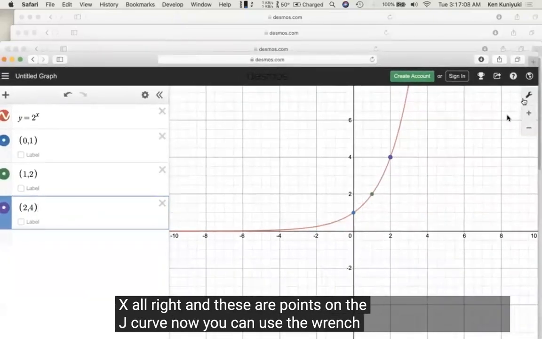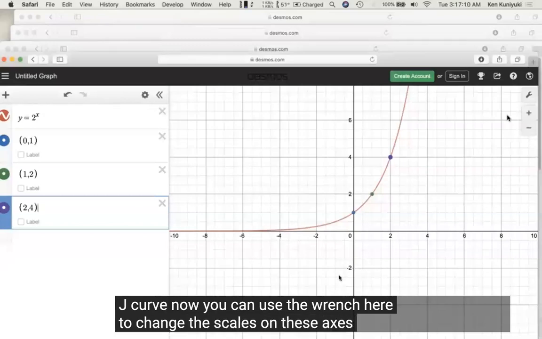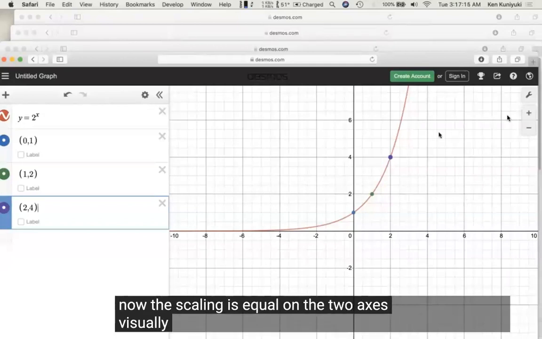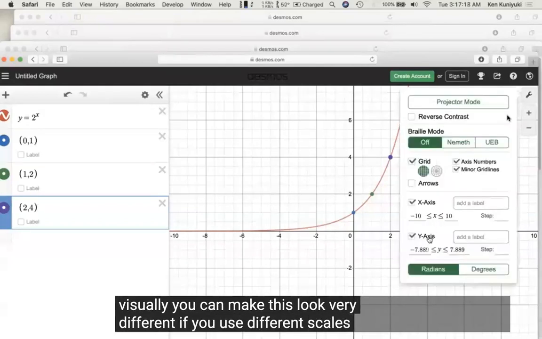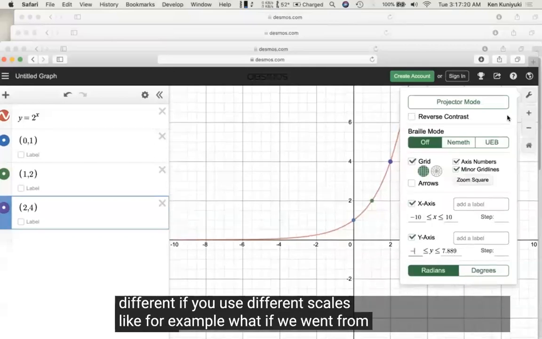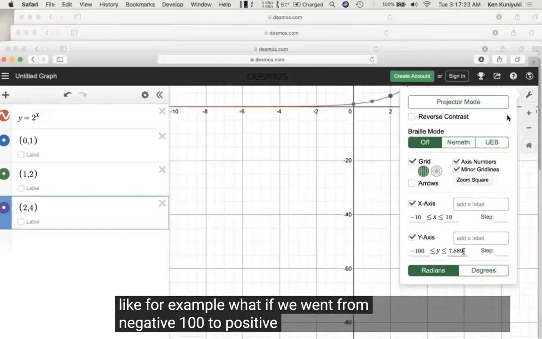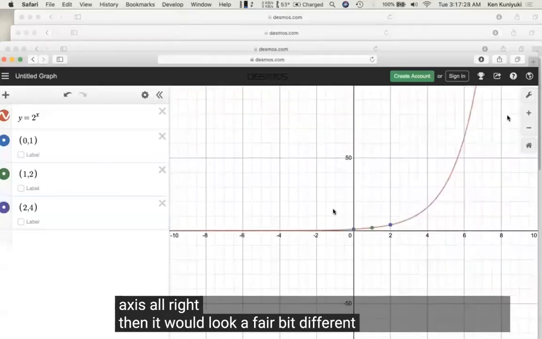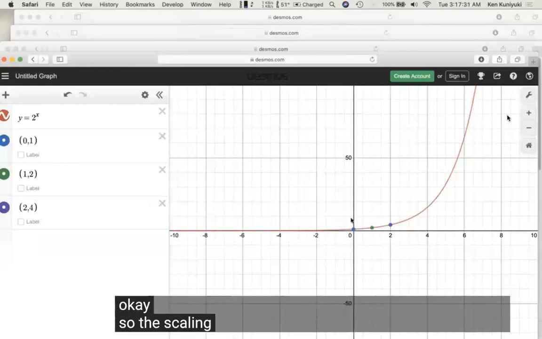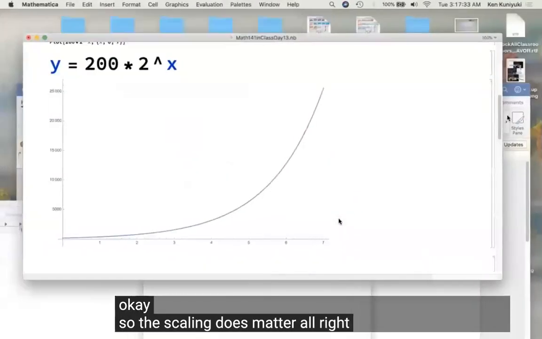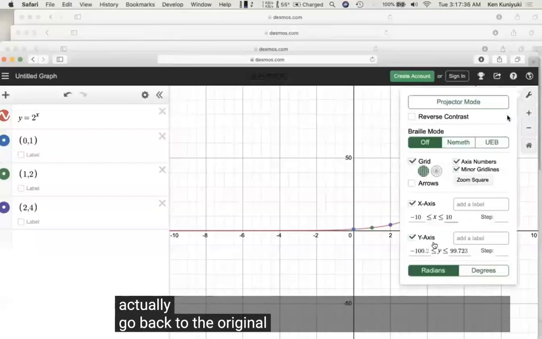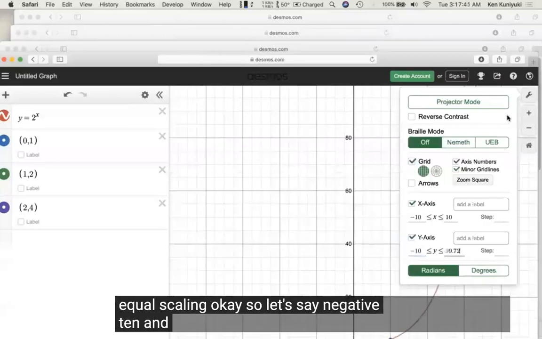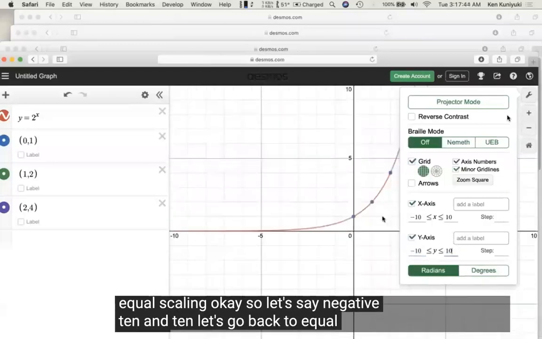Now, you can use the wrench here to change the scales on these axes. Right now, the scaling is equal on the two axes. Visually, you can make this look very different if you use different scales. For example, what if we went from negative 100 to positive 100 on the y-axis? Then it would look a fair bit different. So the scaling does matter. Actually, let's go back to equal scaling, negative 10 and 10.